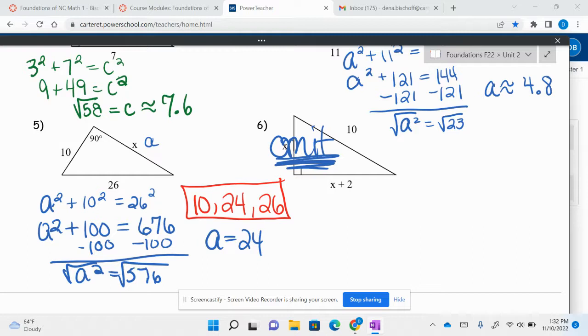It's a special set of numbers. It's another Pythagorean triple. Notice how all three of those numbers are divisible by what? 2. Yeah. 10 divided by 2 is 5. 24 divided by 2 is 12. And 26 divided by 2 is 13. So the actual Pythagorean triple is 5, 12, 13. The 10, 24, 26 is just a multiple of that. I would say 90% of your problems are a multiple of 3, 4, 5 or 5, 12, 13.